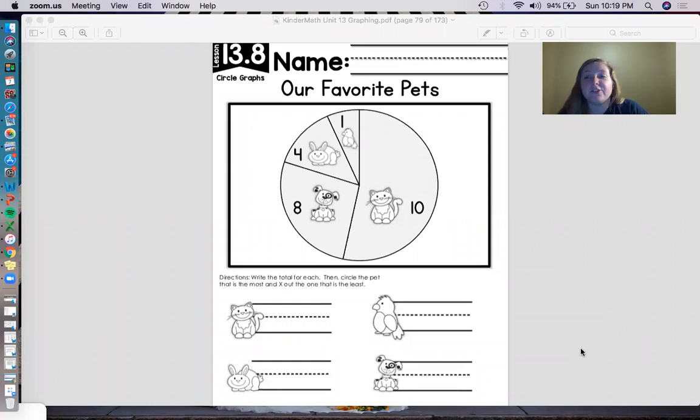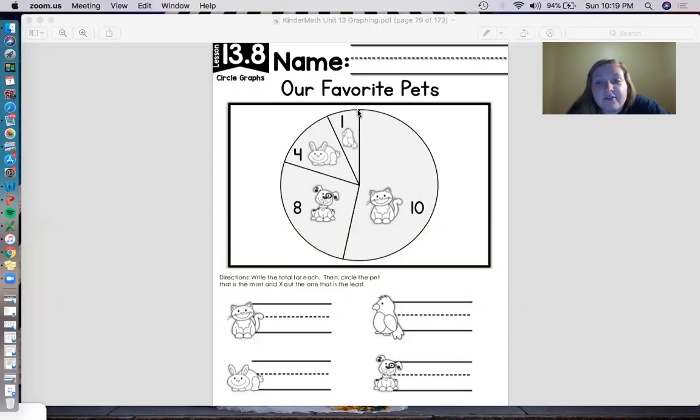Okay, so you're going to need the 13.8 worksheet. Now this is called a circle graph because it looks like a circle. Do you see how it's cut into pieces like a pizza, but some have a little bit more pizza than others? You'll find out why in a moment. So this survey is all about their favorite pets. And like I said, the people who did this survey asked kids what their favorite pet was, and then they put their results in a circle graph.